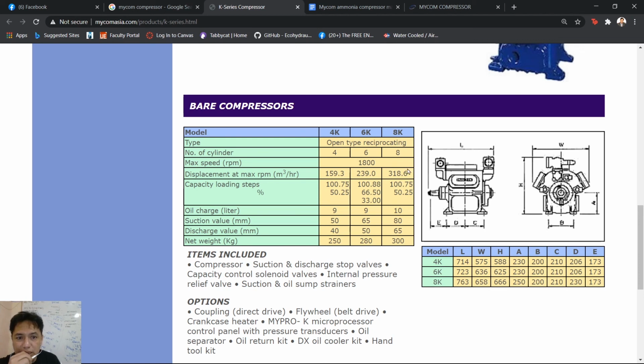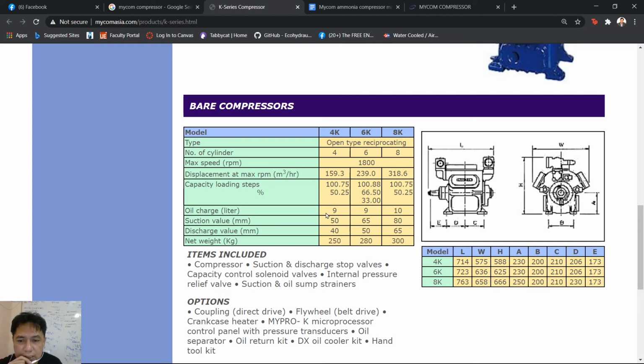Ngayon, pag walo na yung cylinder mo, 318 cubic meter ang kaya niyang higupin at ilabas per hour. No? Capacity loading, mga percent naman to, no? 100, 100, and so on. Oil charge, o, ano to? Oil charge, kung ilang litro ng langis ang kailangan. Bakit natin kailangan ng langis sa compressor?